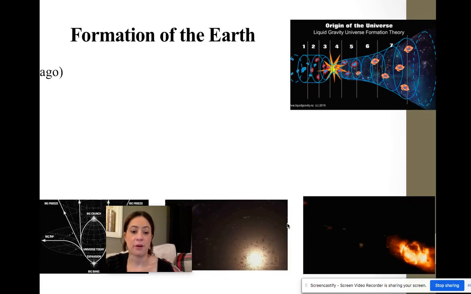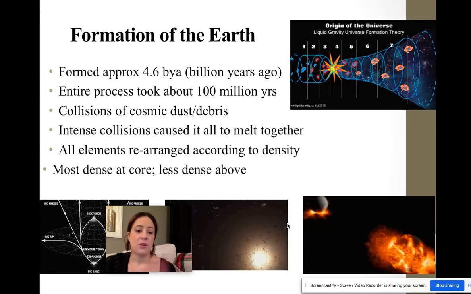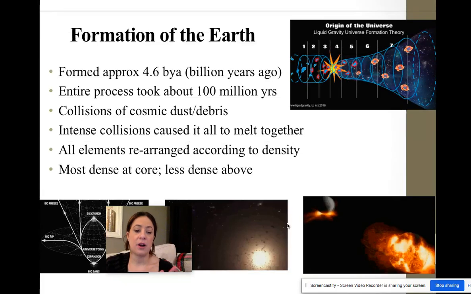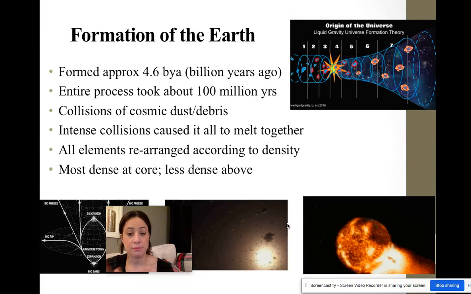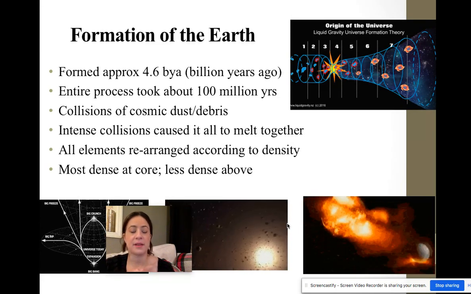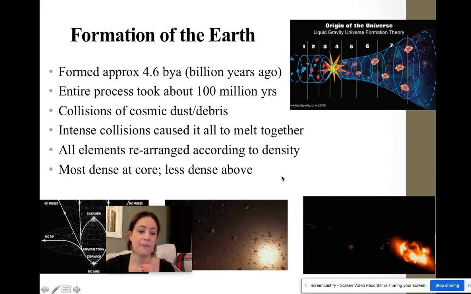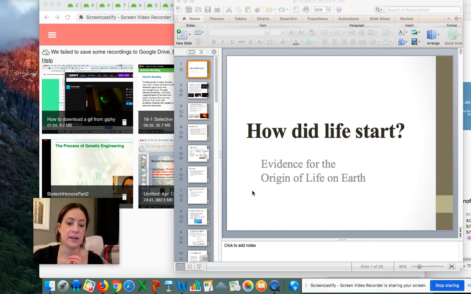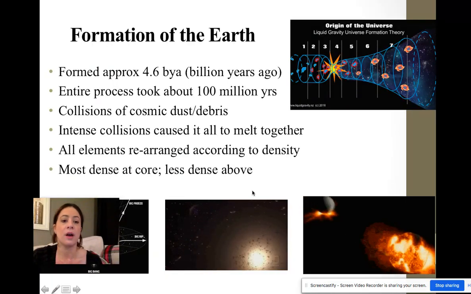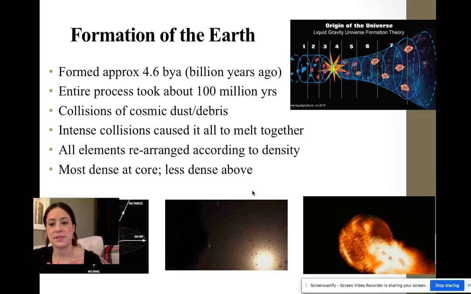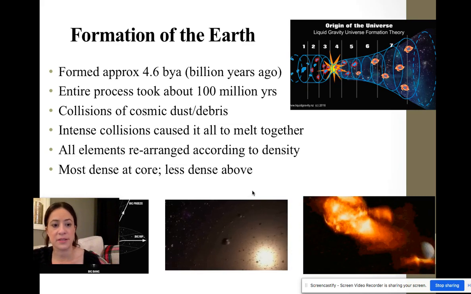formation of Earth. So the Earth, based on not carbon, but radioactive dating methods that we have, would have formed 4.5 billion years ago. The entire process took about 100 million years.